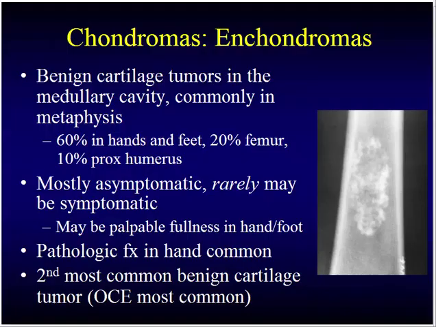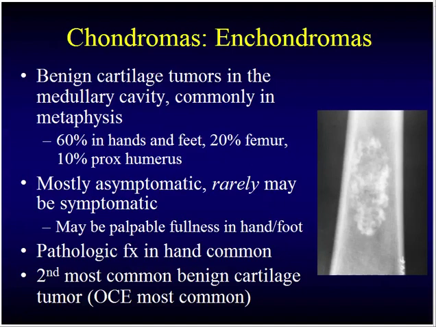So chondromas. Enchondromas, inside the bone. Benign cartilage tumors, medullary cavity, commonly in the metaphysis. This is the kind of thing that you see, sort of diffuse popcorn, if you will, mineralization, rings and arcs or popcorn mineralization inside the lesion. It's common in the hands and feet, 20% in the femur, 10% proximal humerus. They're mostly asymptomatic. Sometimes they can be symptomatic, and herein lies the rub.